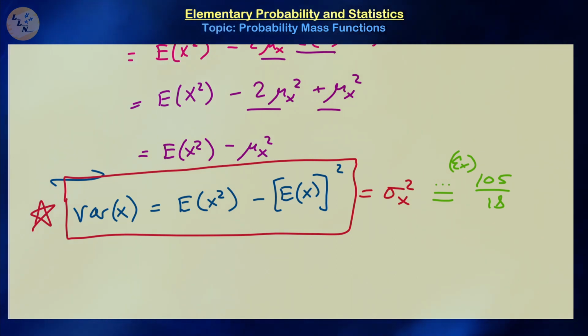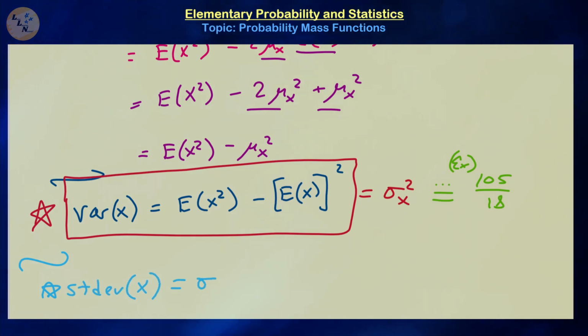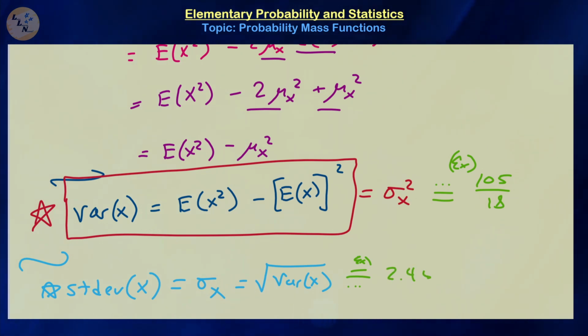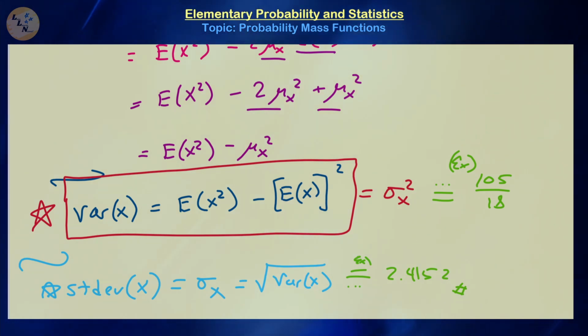Now, there's another measure of variation that is going to be more preferred, and that's the standard deviation of random variable x, which you can just represent as sigma x, which by definition is the square root of the variance of x. And for our particular example, that's approximately equal to 2.4152. So if the standard deviation, the variance, is really spread out, usually the graph of the distribution is really large.